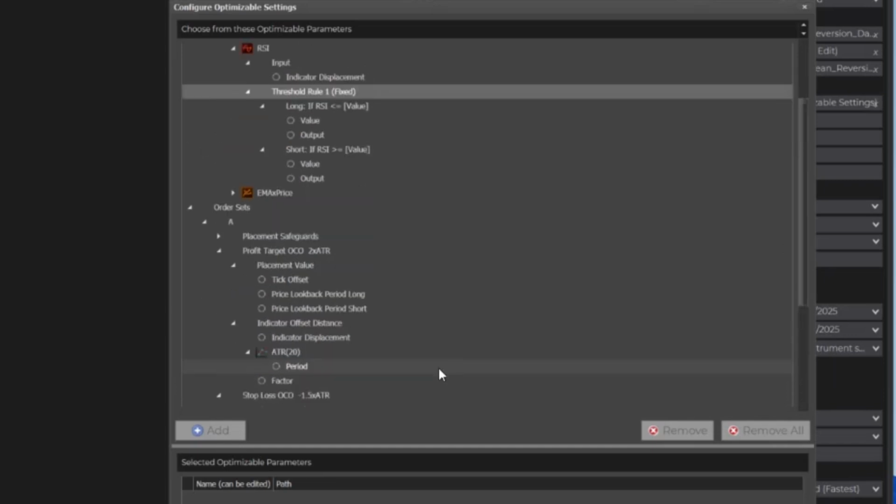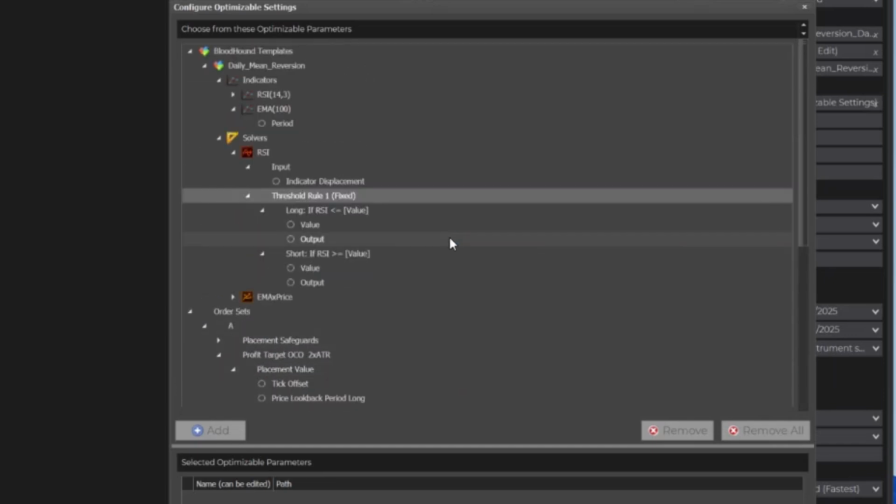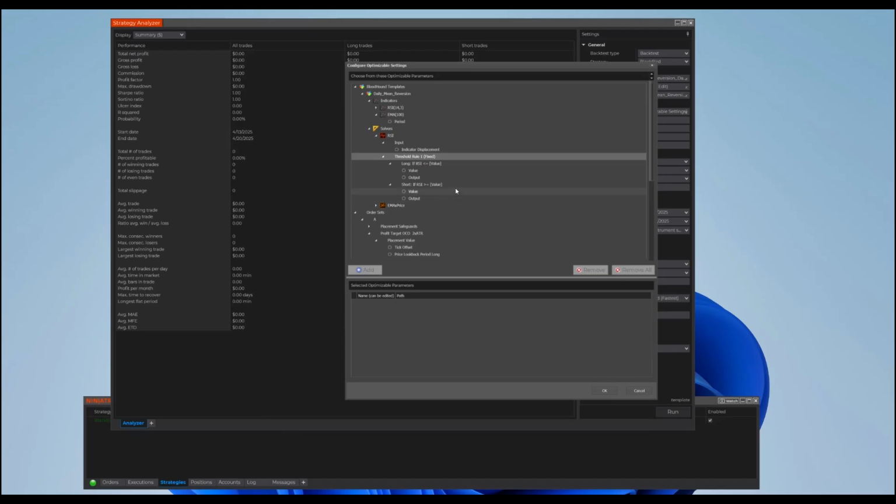Okay, so I'm just going to select a couple really briefly, and then we'll do a run, and then we'll actually go back into this screen later and explain more in depth how this all works. But I did say that I was interested in looking at this EMA period as a potential thing to optimize on. So what I'm going to do is select the EMA period.